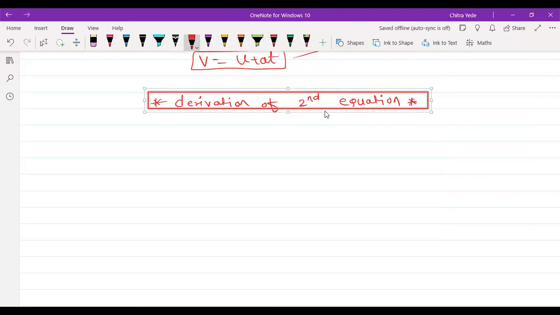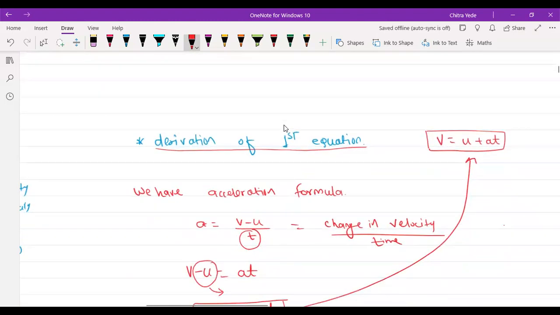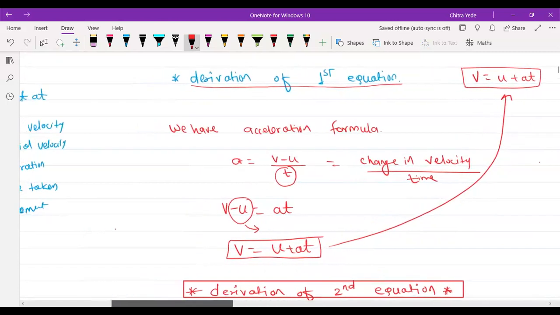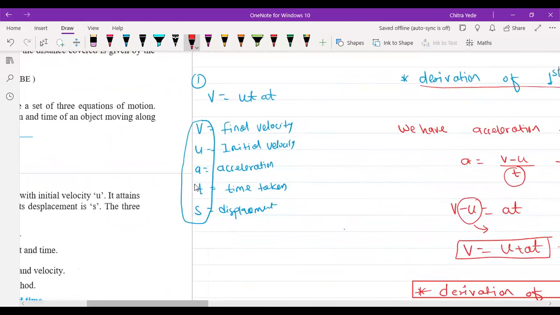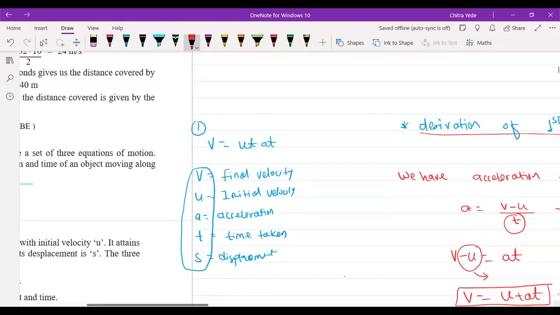No, sir. I have written already, no? I have written already, beta, over here. Oh, where? Wait. It is S equals to U T plus half of A T square. No, no, no. I wrote only one. Sorry, sorry. Okay.